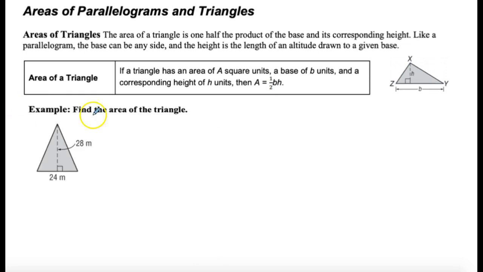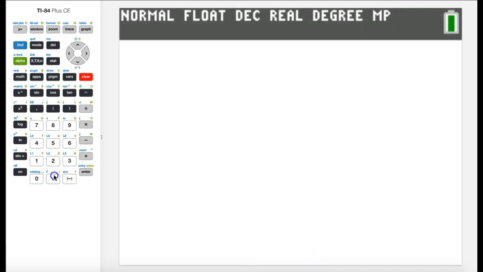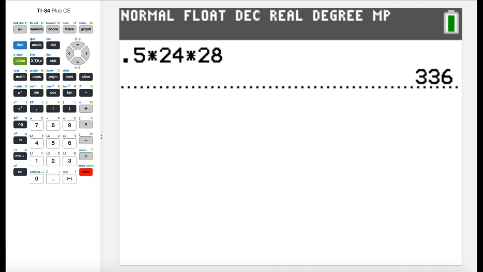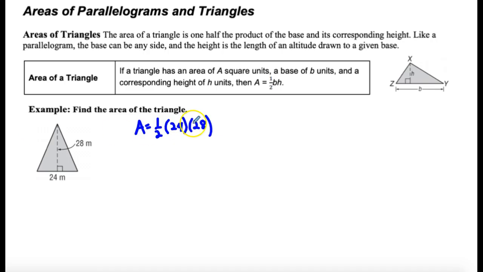So, a simple example here in this triangle, we are given a base of 24 meters and a height of 28 meters. So the area is going to be 1/2 times 24 times 28. We can do that in the calculator, and we get that the area is 336. If we're talking about area, that will be square meters.